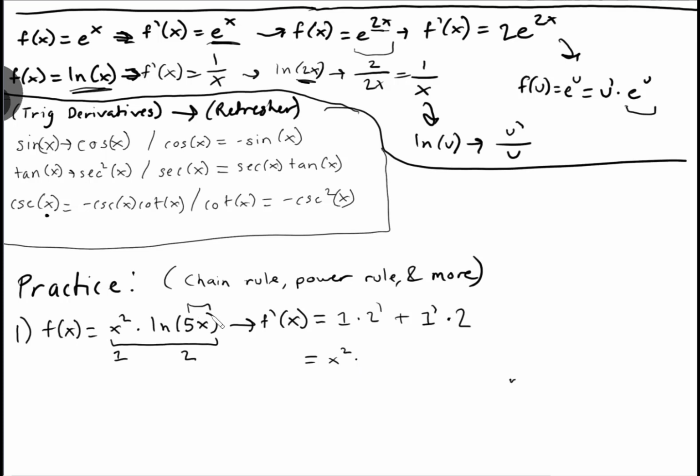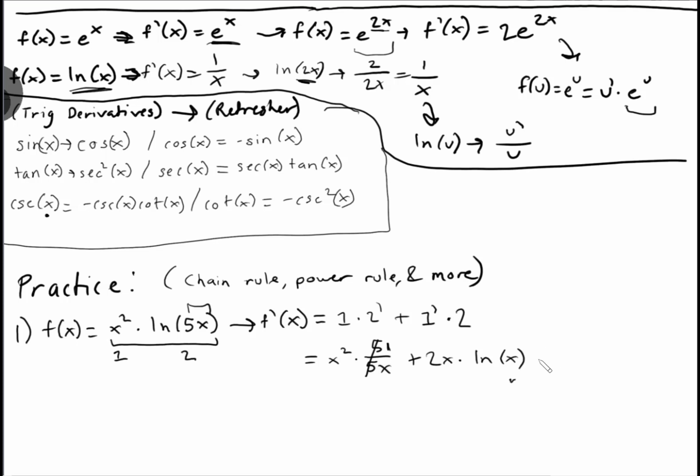Treating 5x as our u function, it's going to be u prime, which is 5, over u, which is 5x, and this cancels out to 1 over x. So let's write that, and then plus the derivative of our first function, which is x squared, which just gets us 2x times ln x.